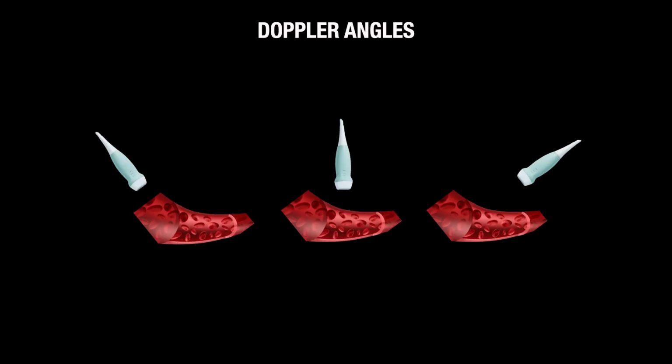And again, here's showing the different shifts. There's a positive shift as the blood flows towards the probe here. There's no shift when you're perpendicular to the vessel. And then there's a negative shift when the blood is flowing away from the probe in this view.